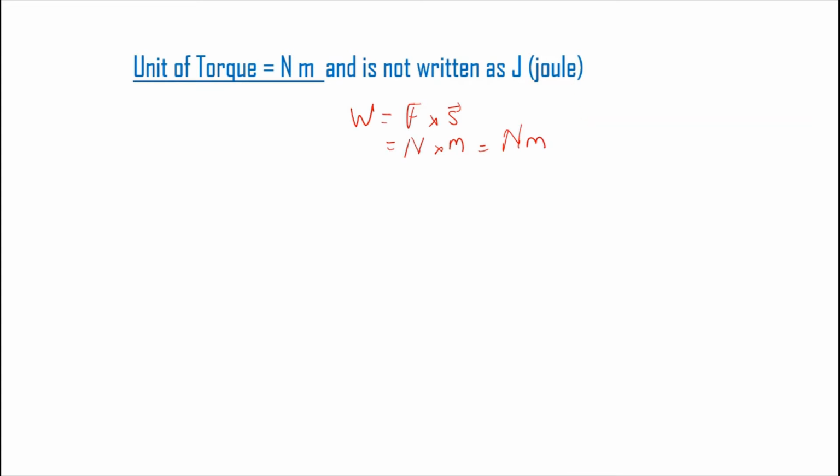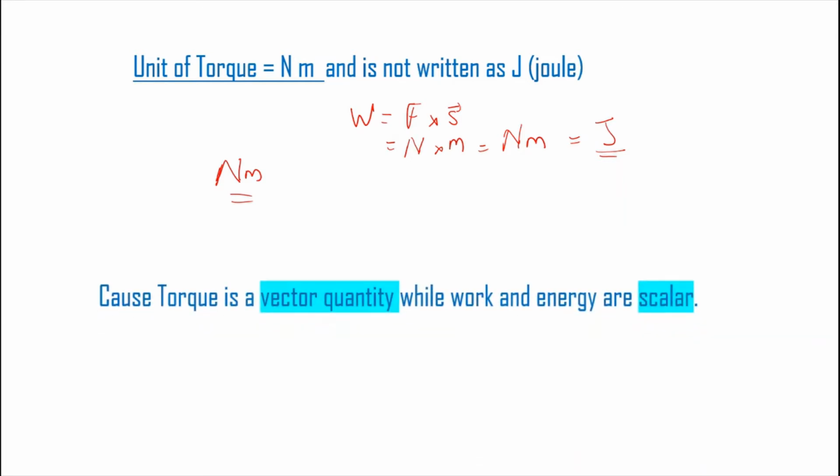And in honor of a scientist, Joule, they use the unit joule. However, that is not the case with torque. In the case of torque, though it is the same Newton meter, we mention it as Newton meter. We don't write it as joule. And the reason being that torque is a vector quantity while work and energy is a scalar quantity.